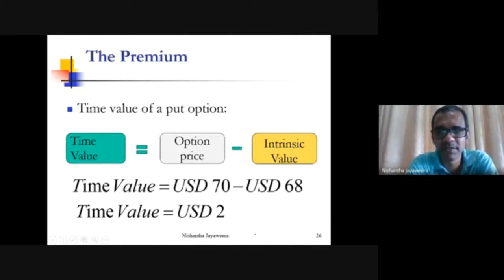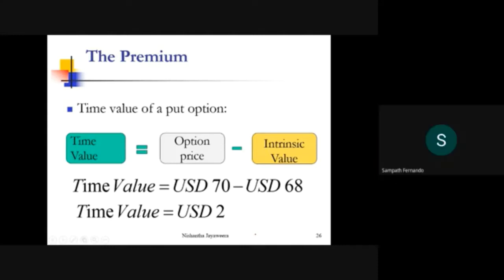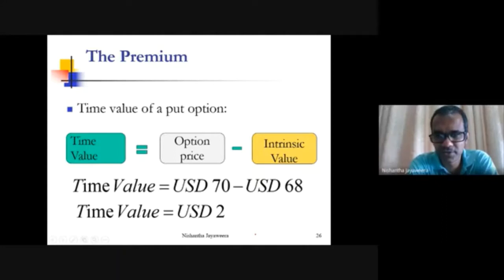Deep out of the money means the spot price is far away from the strike price, and there is less chance of it coming back closer to the strike price and giving us a positive intrinsic value. So this intrinsic value is higher because it is more volatile. Is it the case? Intrinsic value, no. It's the time value.